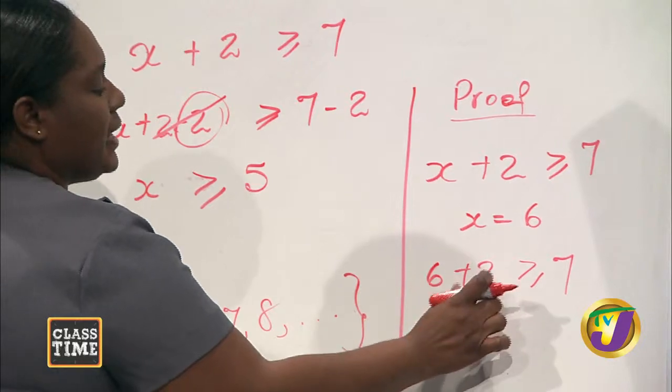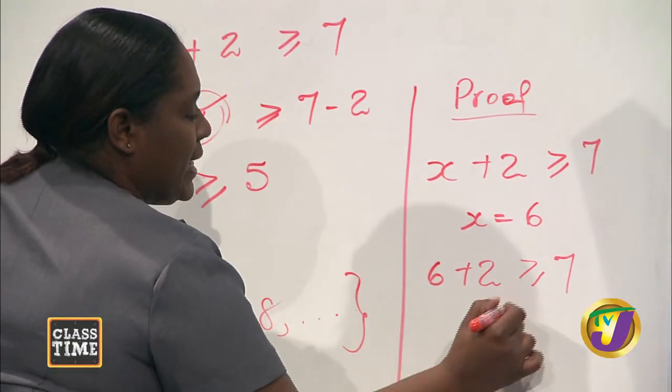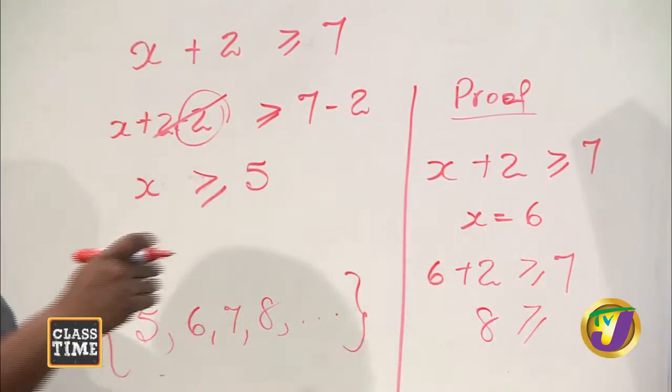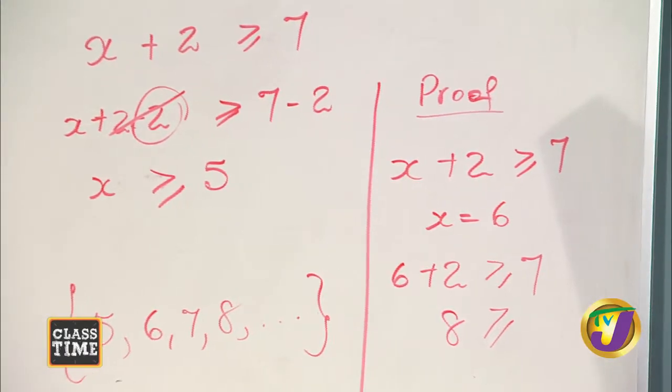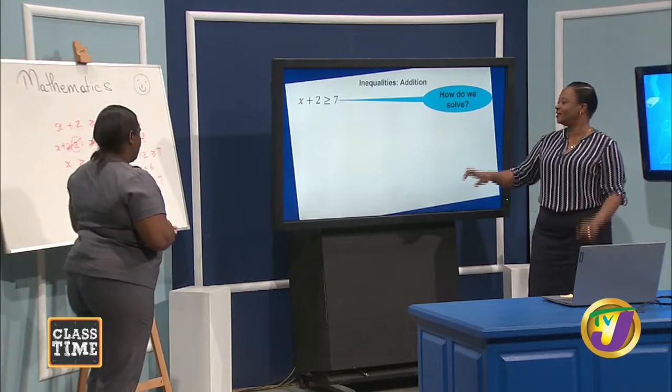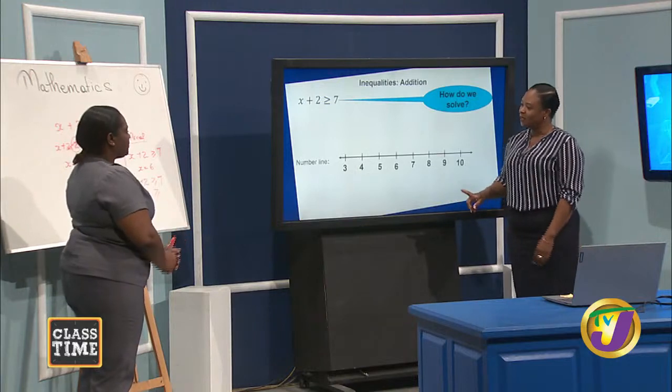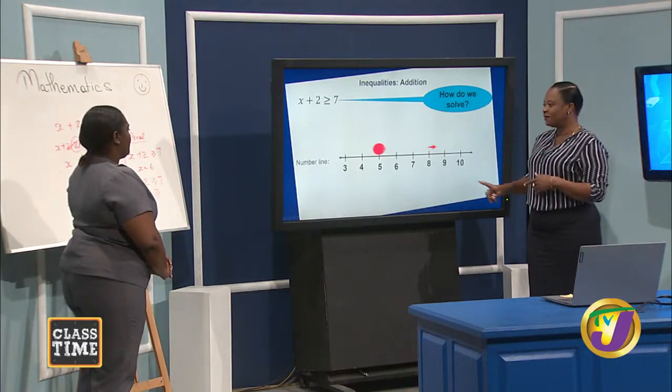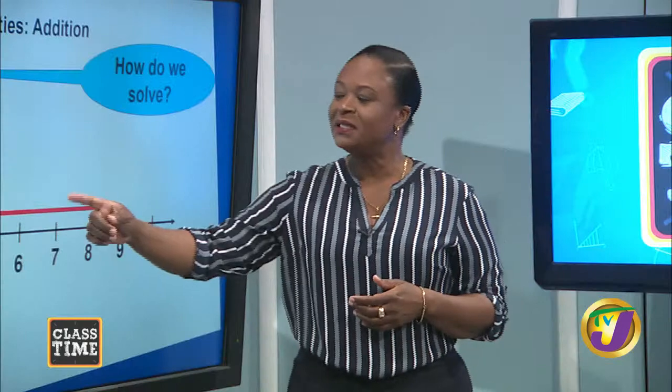So 6 added to 2 gives us 8. Is 8 greater than or equal to 7? It is. And so it is correct.